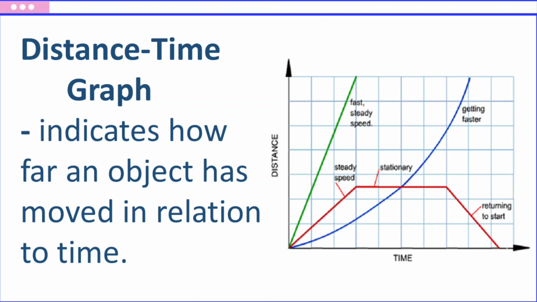Now, let's interpret the graph that we have on the screen. First, a horizontal line tulad nung nasa may red means the object is not changing its position. It is not moving, thus it is at rest. Then another is, the steeper the graph, the faster the motion, tulad nung nasa green. And then a downward sloping line means the object is returning to the start, tulad naman nung nasa red sa bandang kanan na pababa.